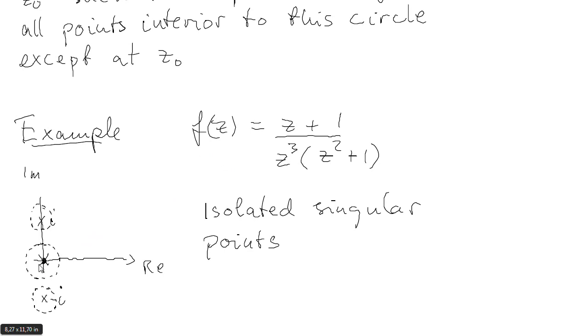Why is that? Well, let's take this singular point z0 equal to 0. Then we can find a circle, for example, with radius equal to 1/2, centered at this singular point 0, such that all points inside this circle are analytic, except at the point z0. And the same for the other singular points, i and minus i. We can make the same circle with radius, for example, equal to 1/2.